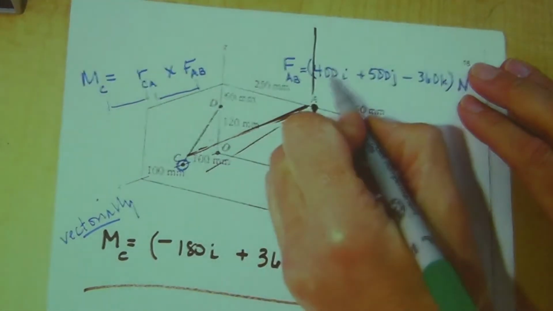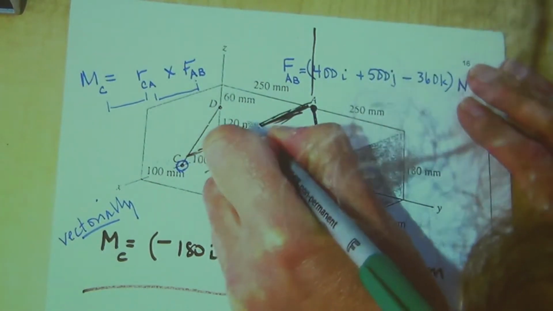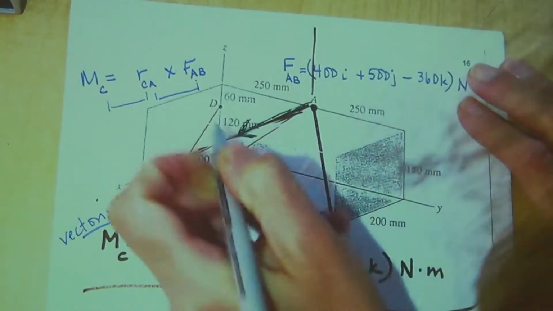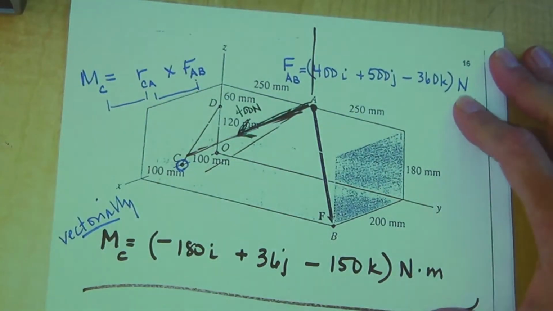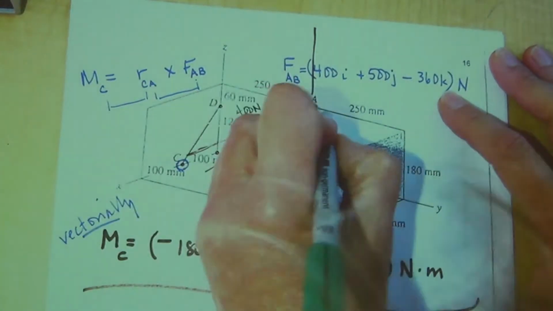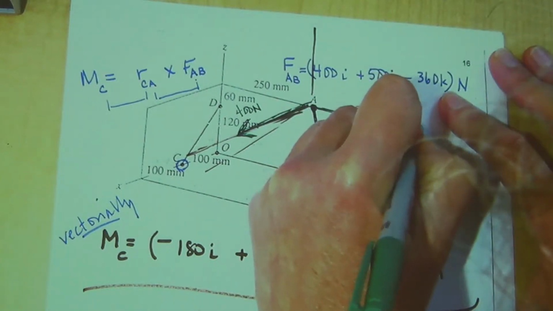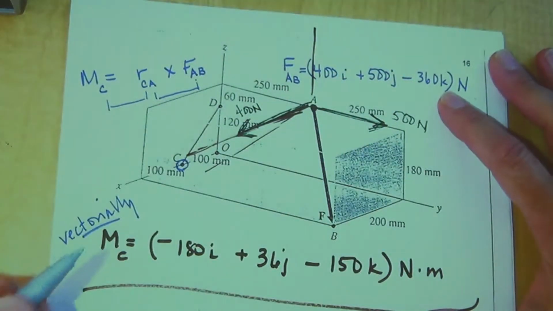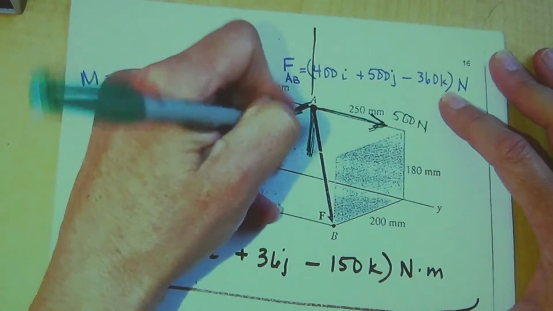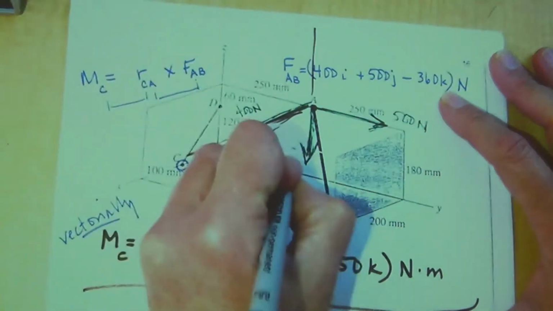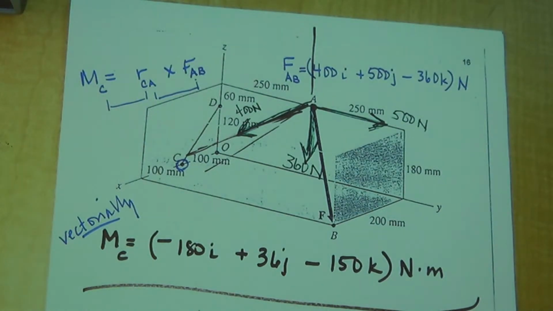Okay, so the first one is 400. So in the x direction, I have 400 newtons. In the y direction, I have a positive 500 newtons. And in the z direction, there's a negative, so I'm drawing it in the negative direction, 360 newtons. Does everybody see that?